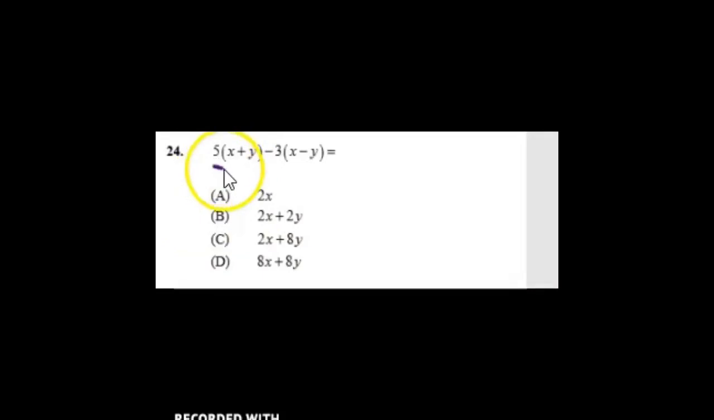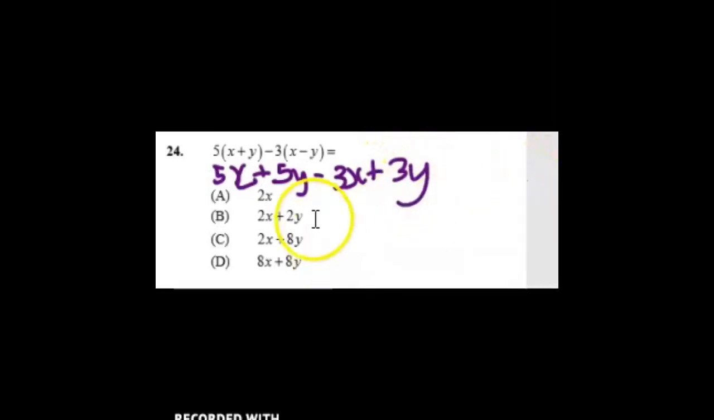5 times x, 5x. 5 times positive y, positive 5y. Negative 3 times x, negative 3x. Negative 3 times negative y, positive 3y. Look to see if there's any like terms. So here we have 5x and here we have negative 3x. We have 5y positive and 3y. So 5y plus 3y would have given us 8y, and 5x plus 8y.